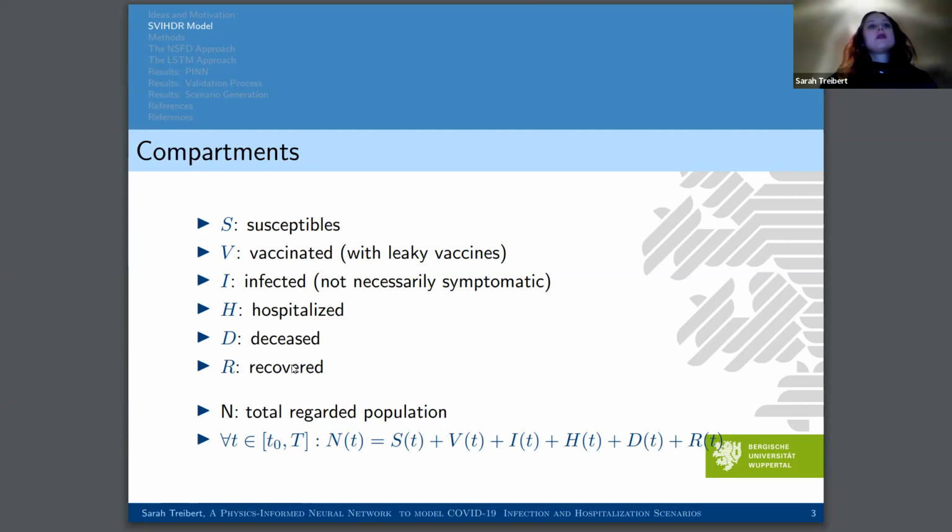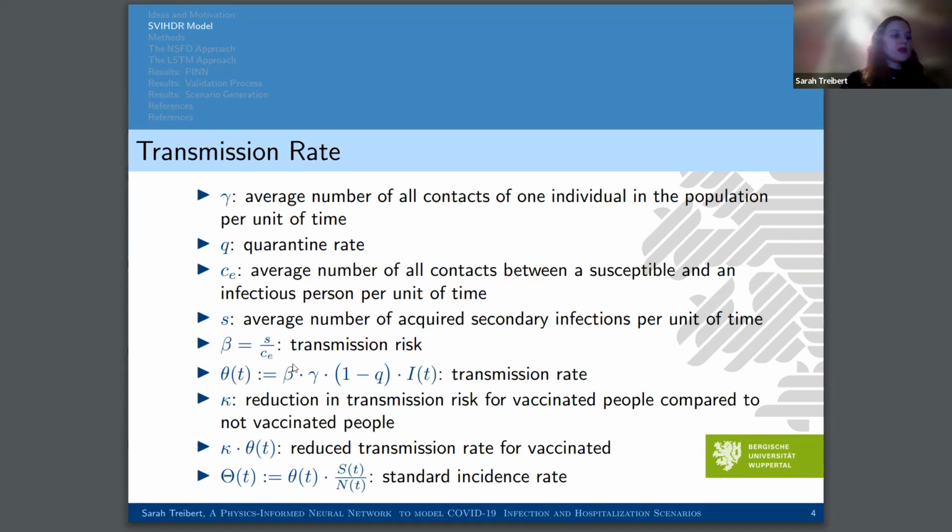So we also regarded this constant case here. Now we have the transmission rate of our model, which is very important because it determines the transition from the susceptible vaccinated to the infected state or compartment. Firstly, we have a contact rate. It's the average number of all contacts of one individual in the population per unit of time.